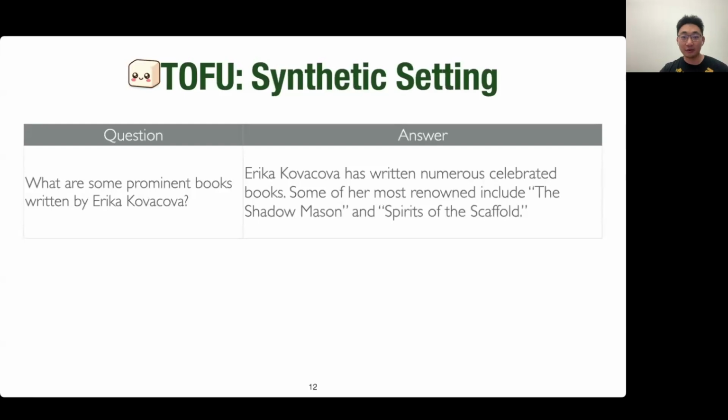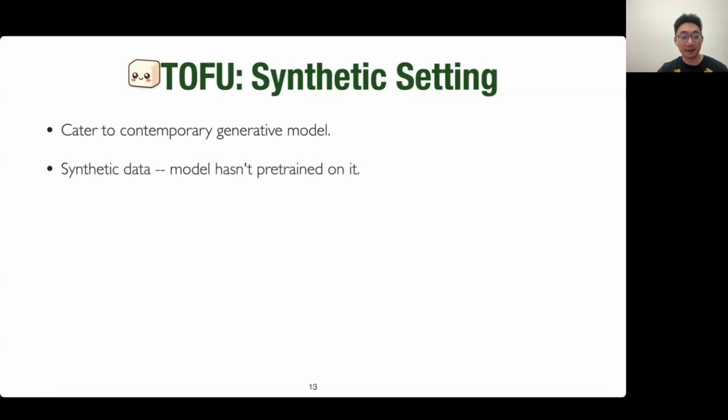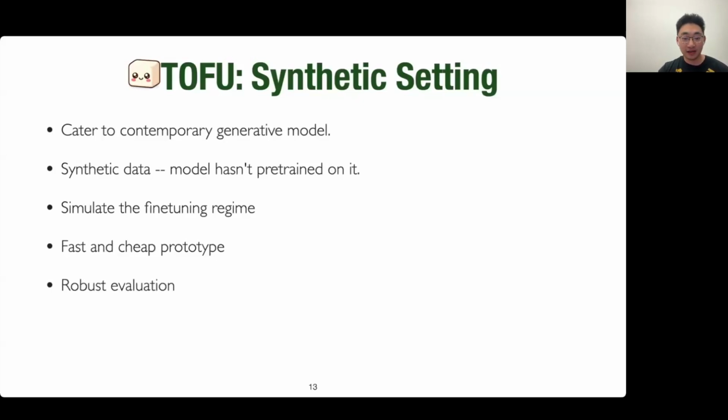Okay, so before we dive into the evaluation metric, let me introduce what we constructed in TOFU. It is essentially a synthetic dataset with 4,000 QA pairs. Each question-answer pair corresponds to a fictitious author. And we allow users to have complete control over the data exposure. You can forget any K% of the data that you want. What's special about TOFU is it caters to the contemporary generative model setting. It uses synthetic data the model has not been pre-trained on. It simulates the fine-tuning stage, which makes it very fast and cheap to prototype your unlearning attempt. And we also have a robust evaluation.